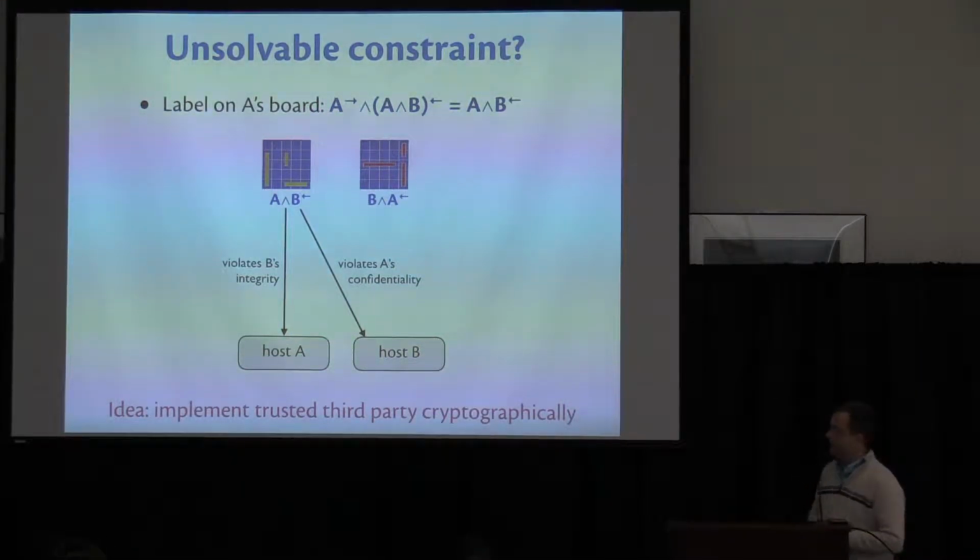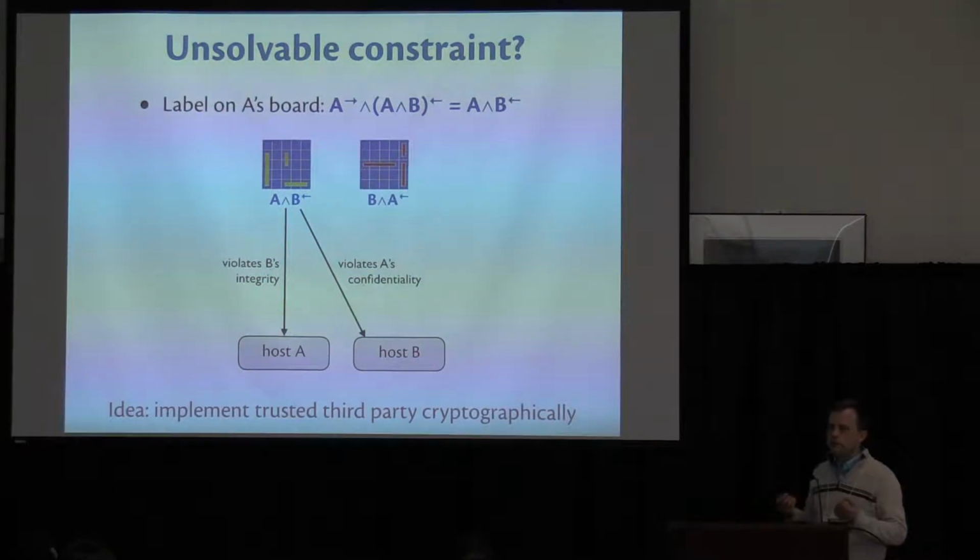Okay, so now if you imagine running this program on the distributed system I described, it sounds, on the face of it, problematic, right? The label on Alice's board says that it has to have the full trust of Alice and the integrity of Bob. So if we put it on Alice's computer, that's going to violate Bob's integrity. And if we put it on Bob's computer, that violates Alice's confidentiality. So this is a place where we seem to need a trusted third party, or we need some fancy cryptography, or maybe some not so fancy cryptography.